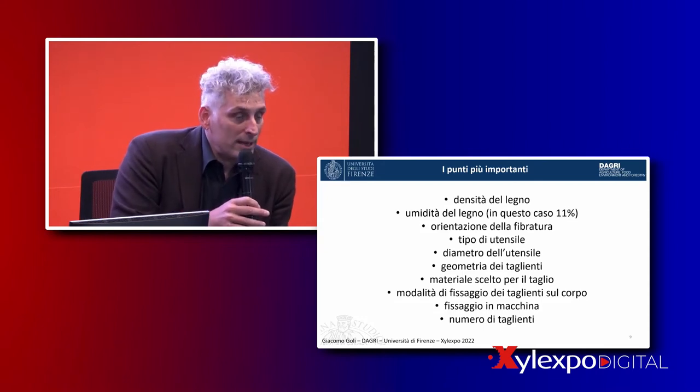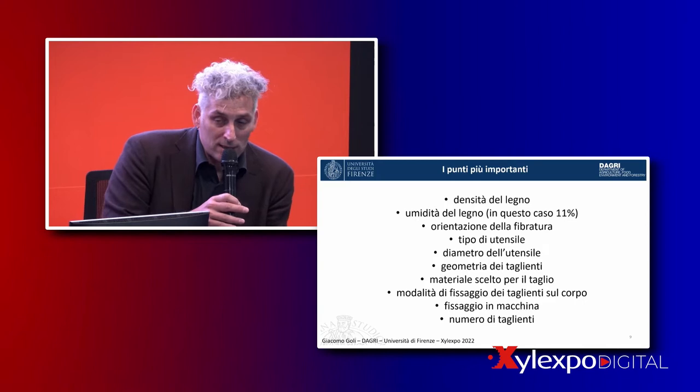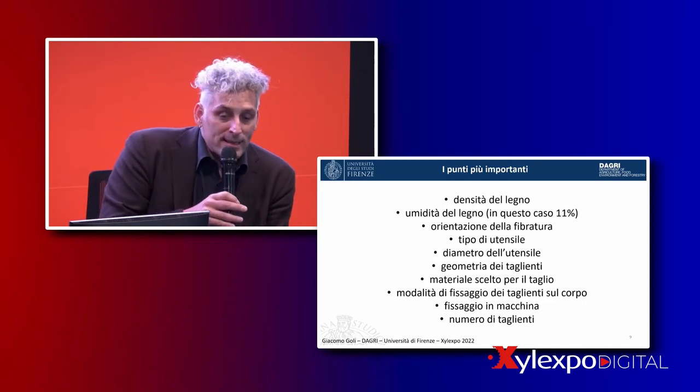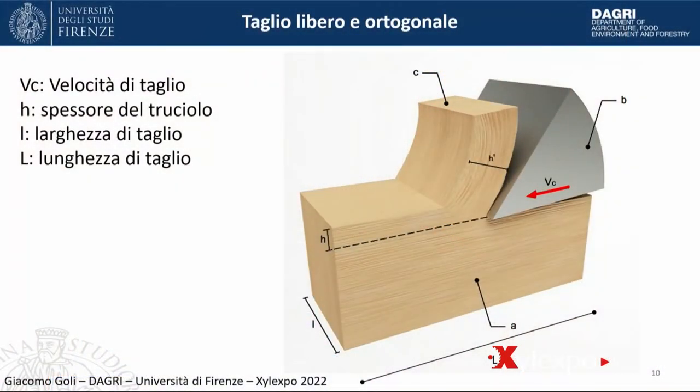What is important here is wood density, humidity, moisture of wood. We have developed a model based on 11% moisture. Talking about wood, we have to think about the orientation of the grain, the type of tool. A disc will do a lot of road, but will take a lot more time getting cold. The type of cutting material, the way the cutting tools are fastened to the body or clamped to the tool.